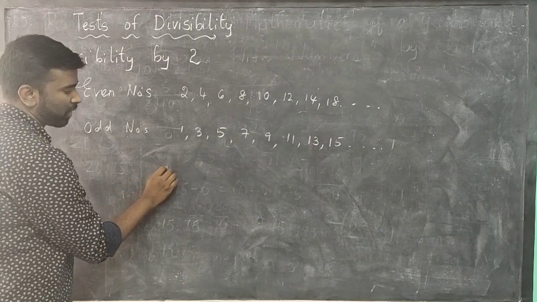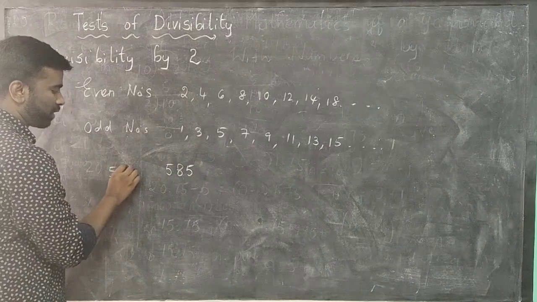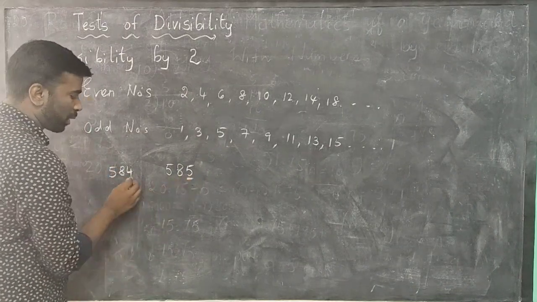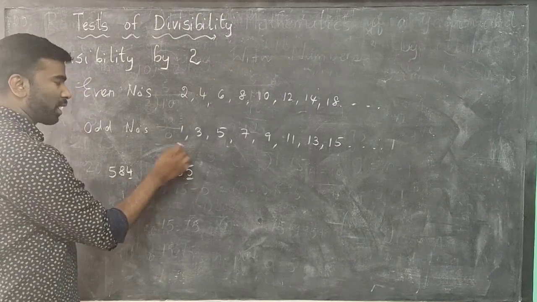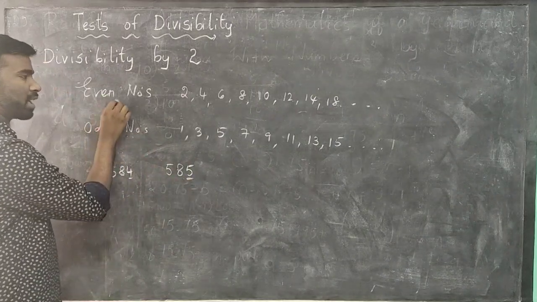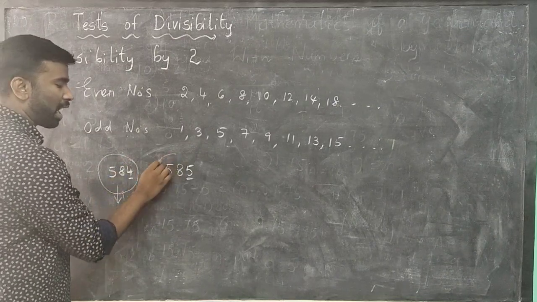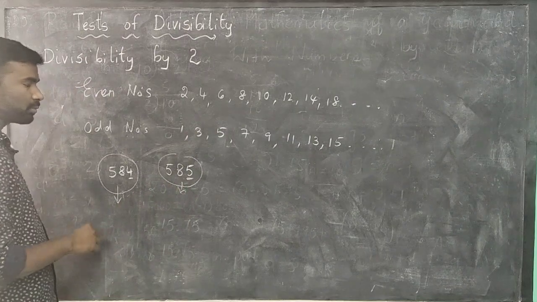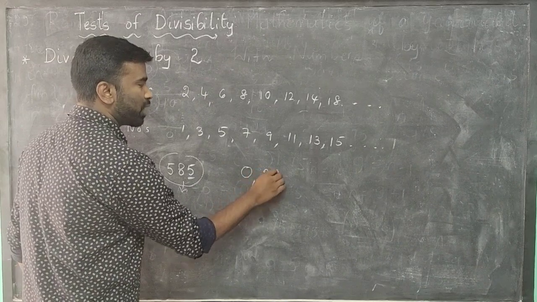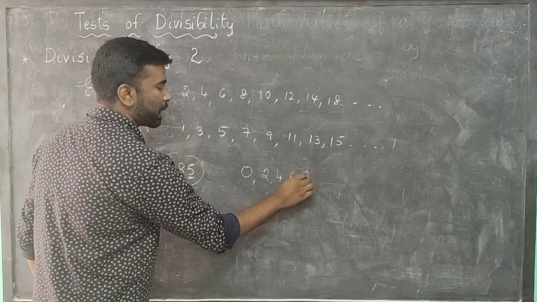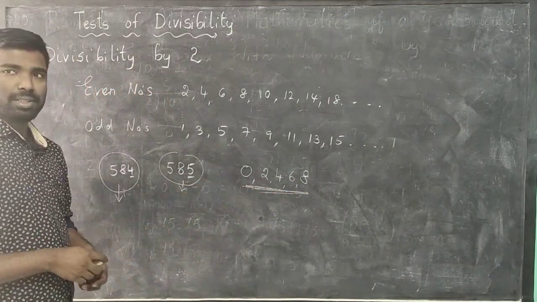Now let me take an example: 585 and 584. Now look at the unit digits of these two numbers. If the number is ending with an odd digit, or ending with an even digit, we can say that this whole number is an even number and this is an odd number. If the numbers are ending with 0, 2, 4, 6, 8, those numbers are even numbers.